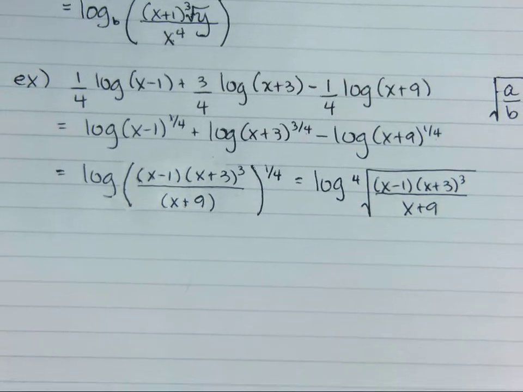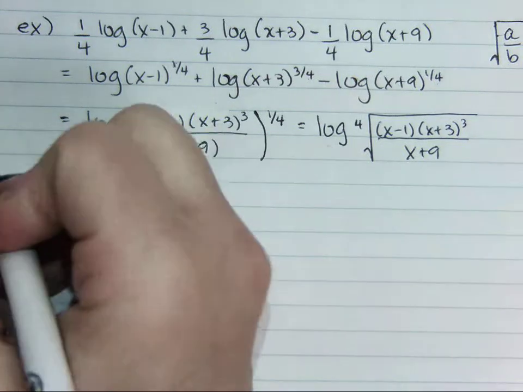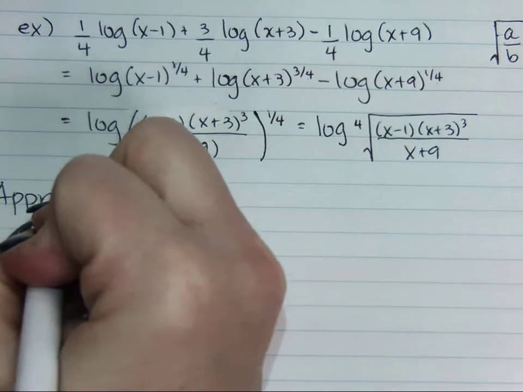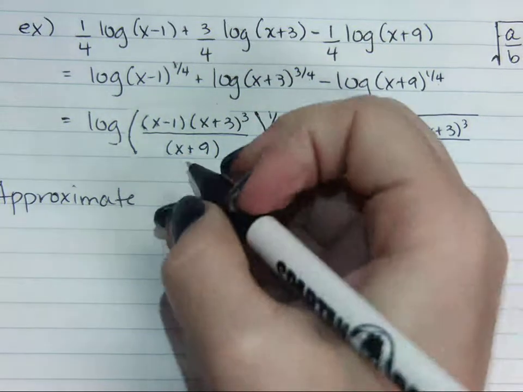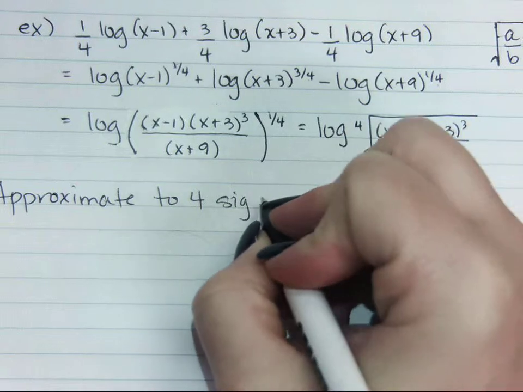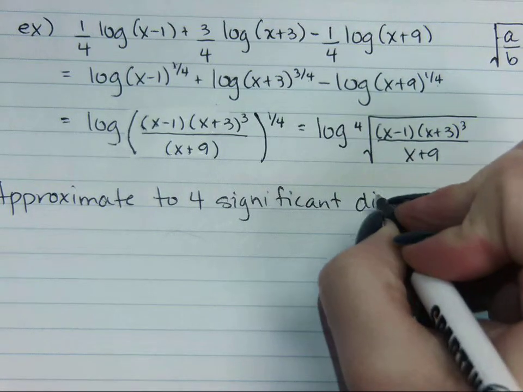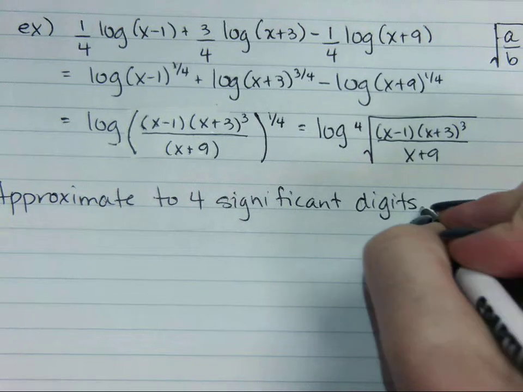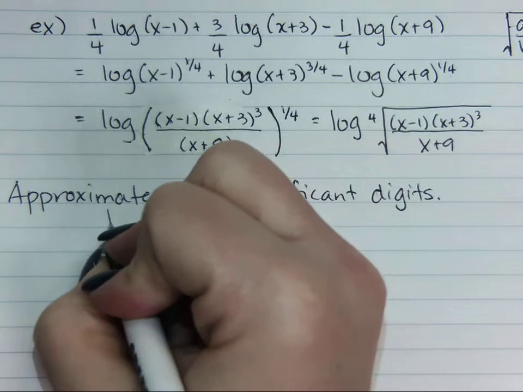Now, some other things that we need to do is we want to be able to approximate a logarithm. And we're going to approximate a logarithm without a calculator. So it's called to 4 significant digits. So what we've done is we've taken a value and we've approximated it. And so now we're going to use that approximation. And so here's the information you're going to be given.